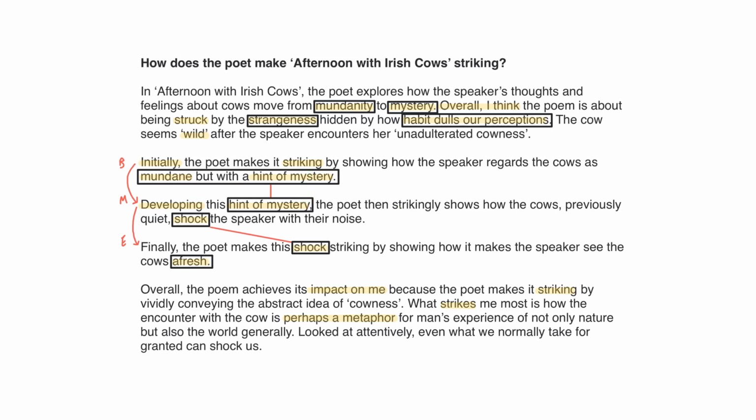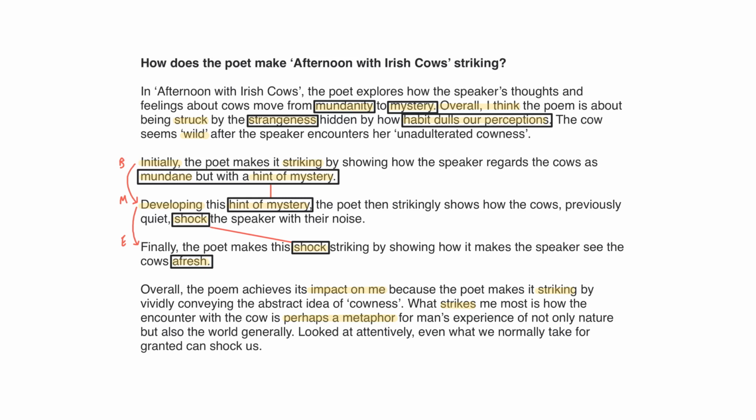So something about striking. Here we've got strikingly or shocking. And then the third one, striking again. This means we're always on topic and focusing on the task. I like there to be a link between the topic sentences if possible, because this makes your response more coherent.